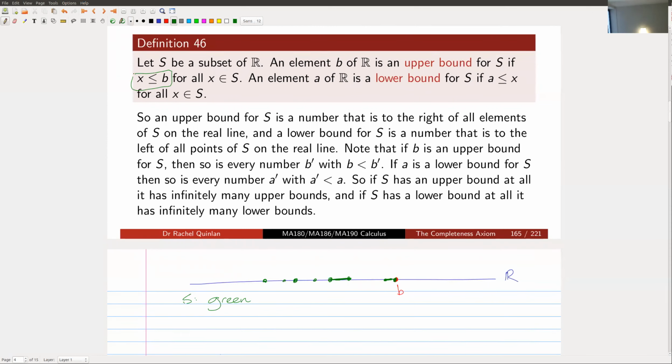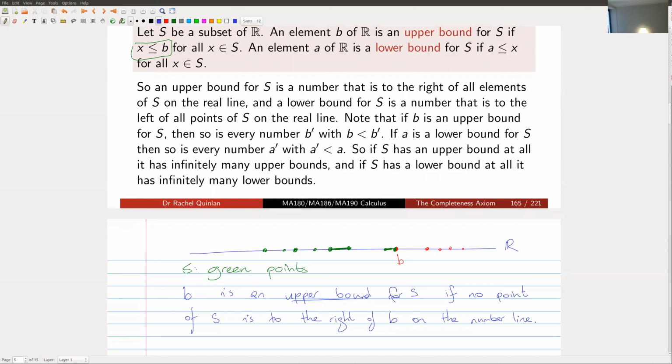And of course, if that happens, then anything to the right of B will also be an upper bound for S. So basically, a number is an upper bound for a given set if it's greater than or equal to all the elements in that set. Visually, if you're an upper bound for the set of green points, for example, if you're that red point, it just means that there's no green point to your right on the number line. And B here is colored both red and green, which means B is an upper bound for S. There's no element of S to the right of B.